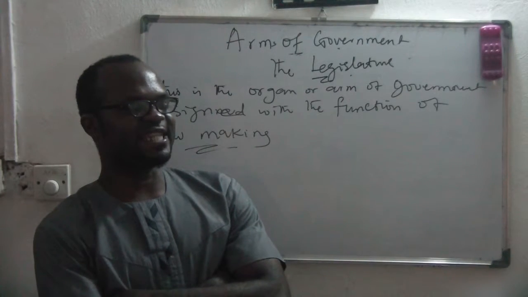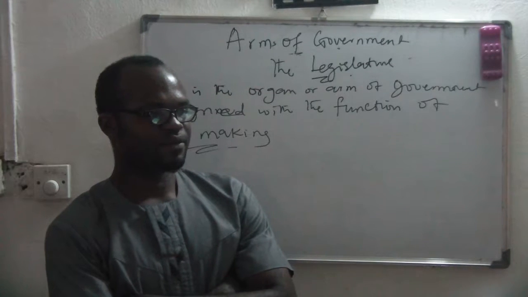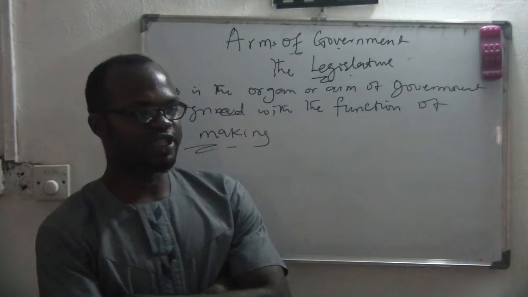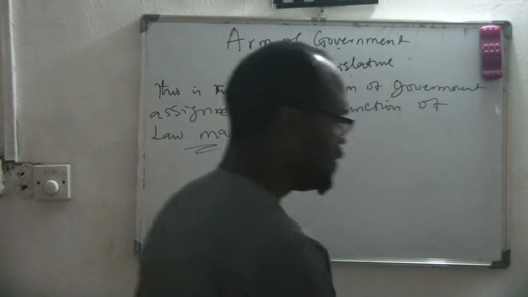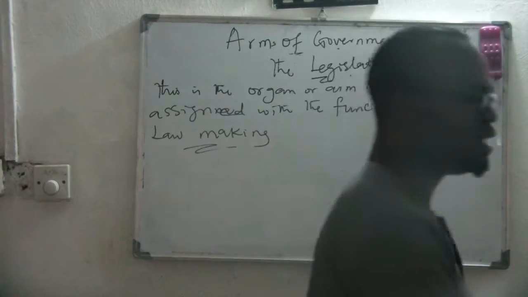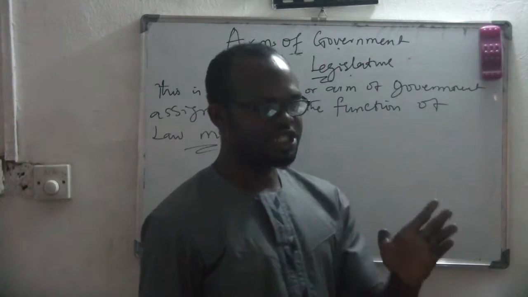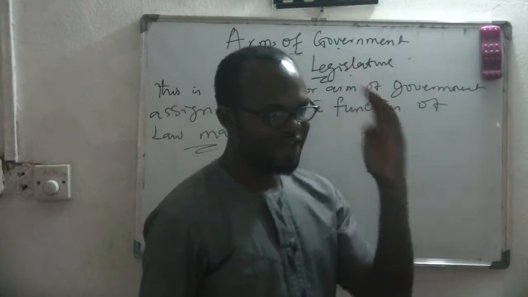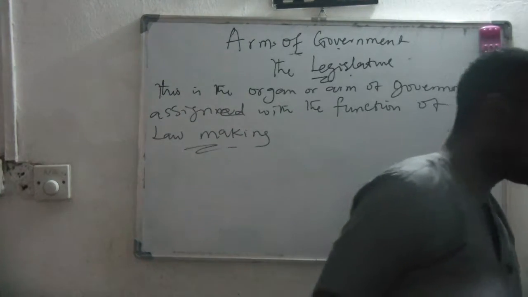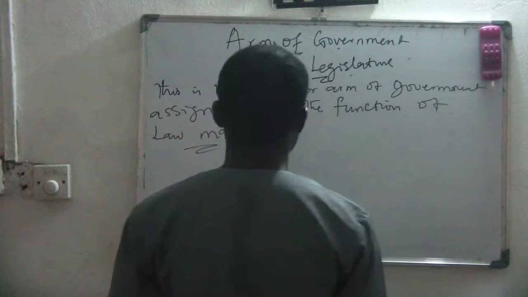The judiciary interprets the law that is already made by the legislature, whereas the executive enforces the law. So you see the three of them work hand in hand. The legislature makes the law, the judiciary interprets the law, and the executive enforces the law. Is that clear?